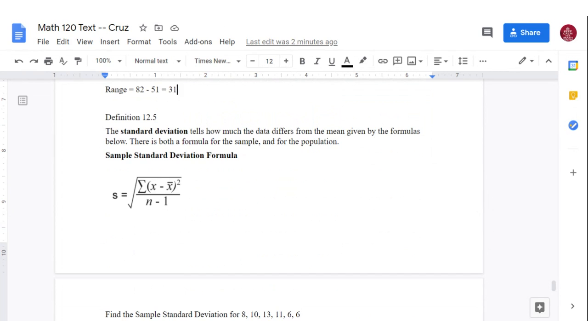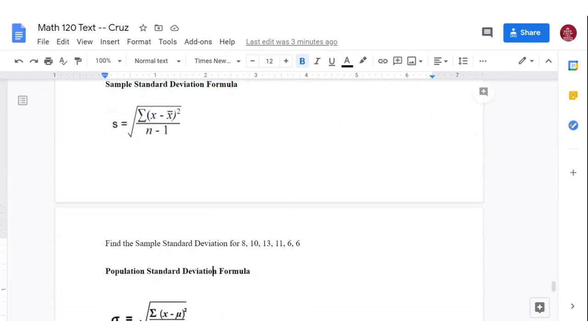Well, what does that mean? Well, the term standard means that we can use that standard deviation value to tell us important things about any data set, as long as we're comparing the standard deviation of one set of data to the other. But as I said, there's one for the sample, and there's one for the population.